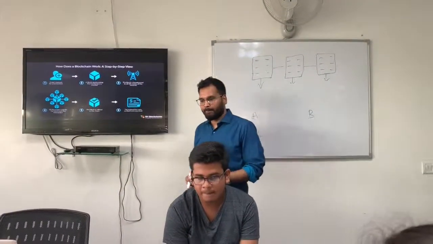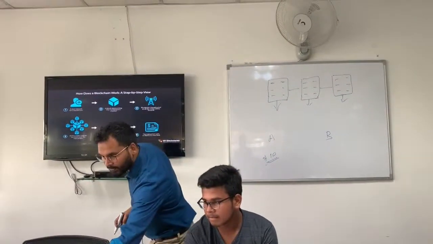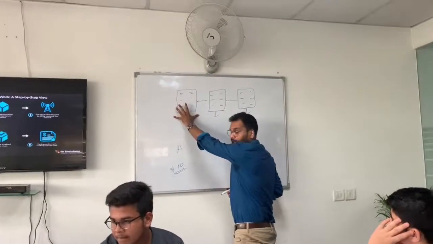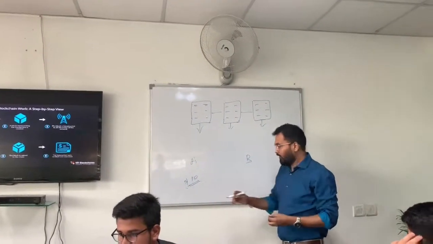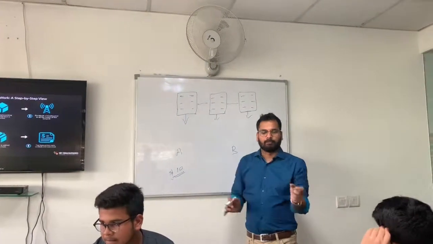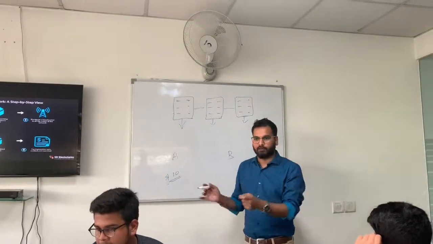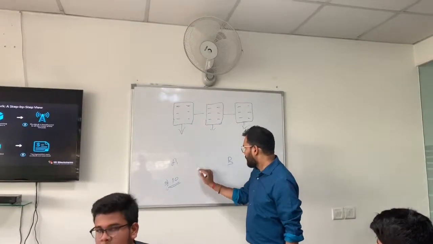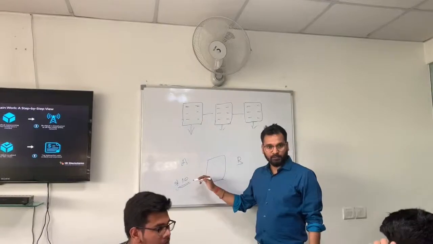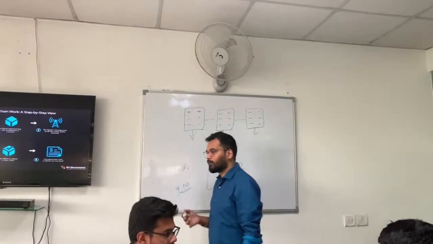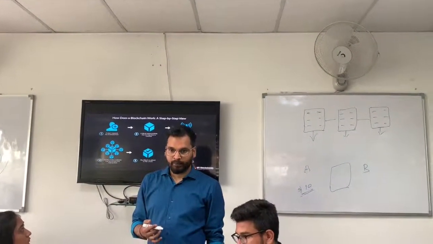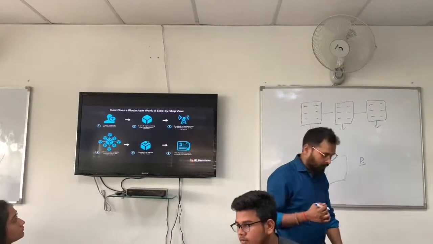What is the second step? A block representing a transaction is created. Again, we have discussed this. When he announced that he wants to transfer, certain checks are done, and one block is created that will store this transaction. What is the third step? The block is broadcasted to all the nodes of the network.